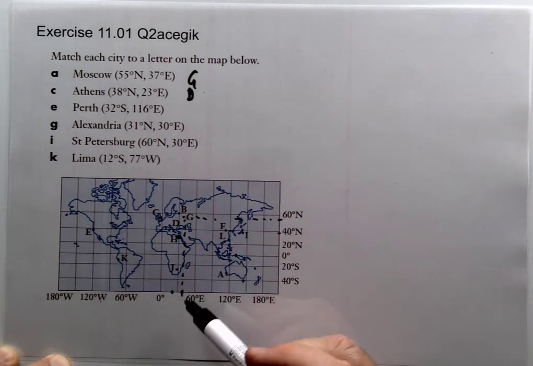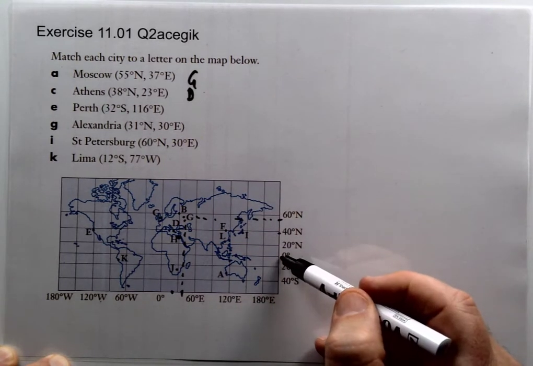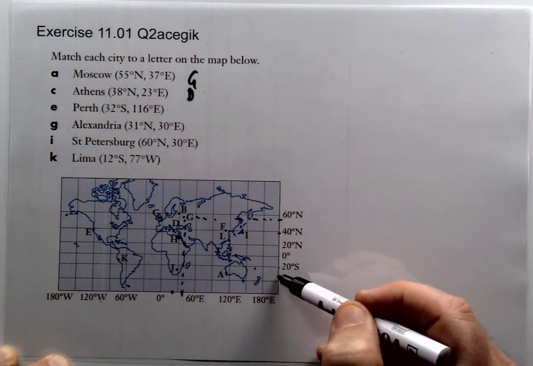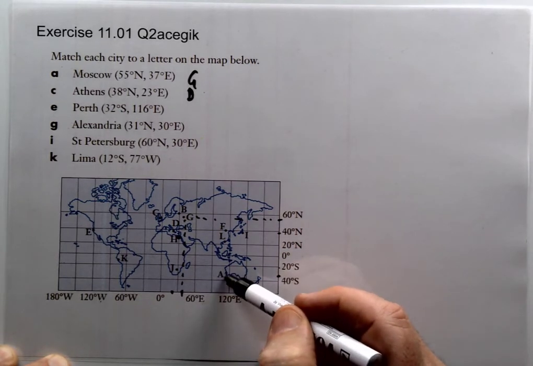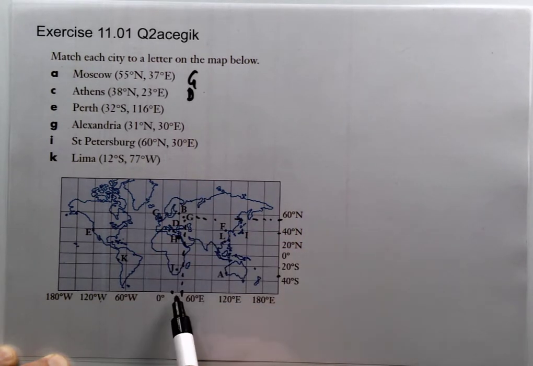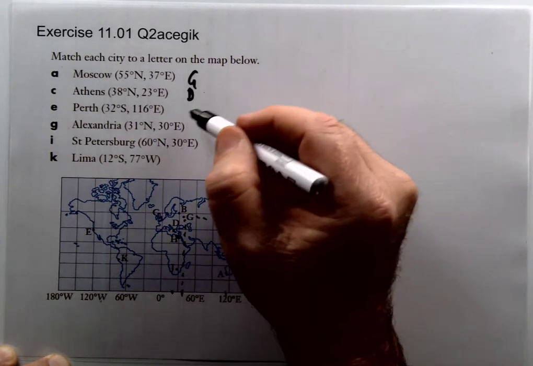Okay, Perth. So we want to go 32 degrees south. So this time we're going down here. So there's 20, there's 40, so 30 about there. Well, look, I think we all know where Perth is there, but let's just check. 116 degrees east again. So there's 0, there's 120, so 116 is about so. So that's the letter A.